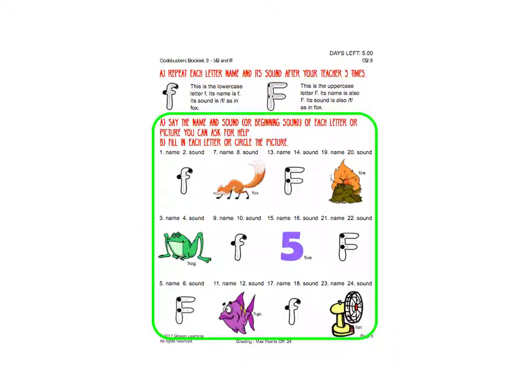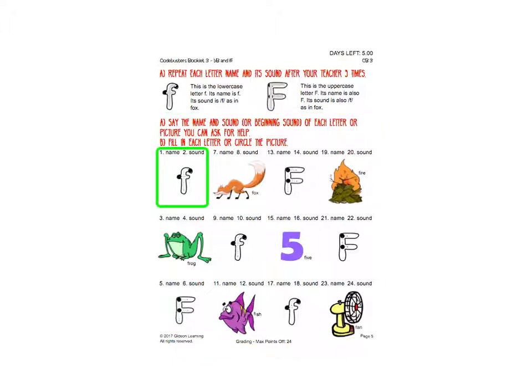Say the name and sound or beginning sound of each letter or picture. You can ask for help. Fill in each letter or circle the picture. Let's look at this first one. This is the letter F. Its sound is F. And now we can write our own lowercase letter f. This is frog. The beginning sound is F. And now you can circle it.